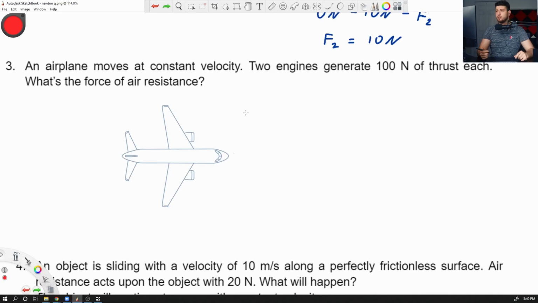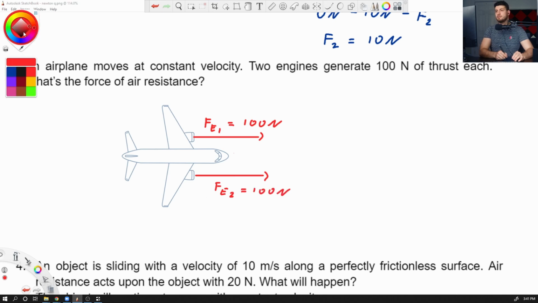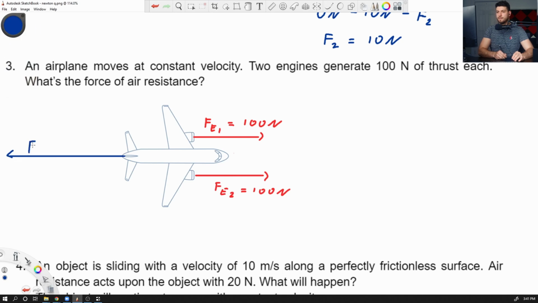Question 3. An airplane moves at constant velocity. Two engines generate 100 newtons of thrust each. What's the force of air resistance? Let's make a small drawing. So here is the force from the first engine. Let's say Fe1 equals 100 newtons, and the same here, Fe2 equals 100 newtons. Engine 1 and 2. And on the other hand, Fr, let's say R for resistance.